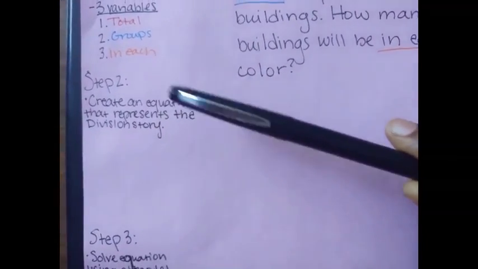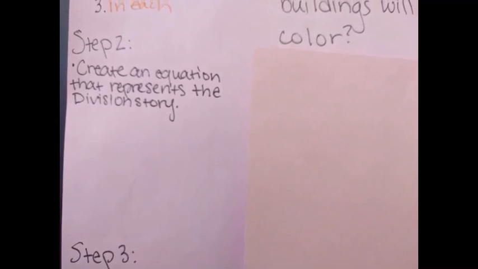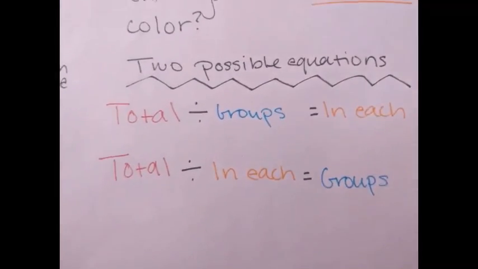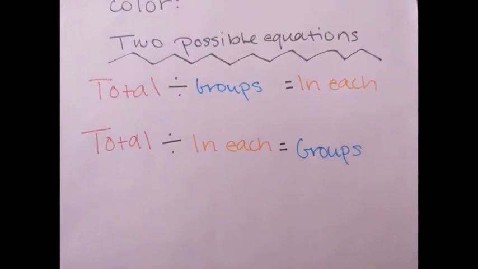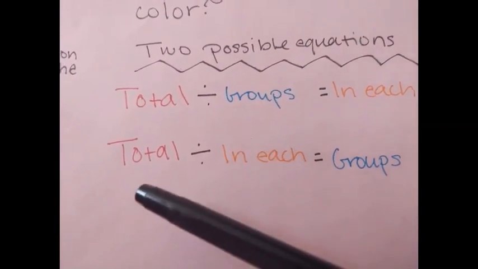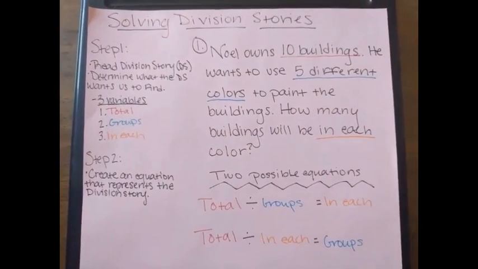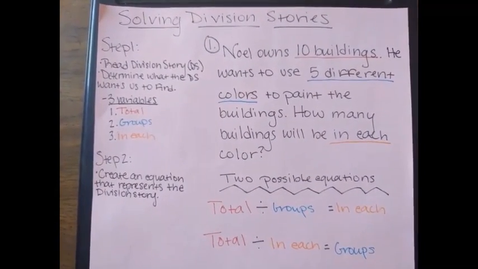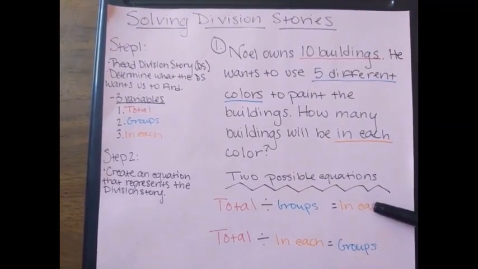So we will move to number 2, which is create an equation that represents the division story. When we are creating our equation for our division story, there are only going to be 2 possible options. Our equation will always look like either this first equation or this second equation. The equation says the total divided by the groups will get us our in each, or the total divided by our in each will get us our groups. Now, which equation do you think we will be using to solve our example? Please take 30 seconds here and just think which one of these equations will work best for us. Pause the video here, take 30 seconds.